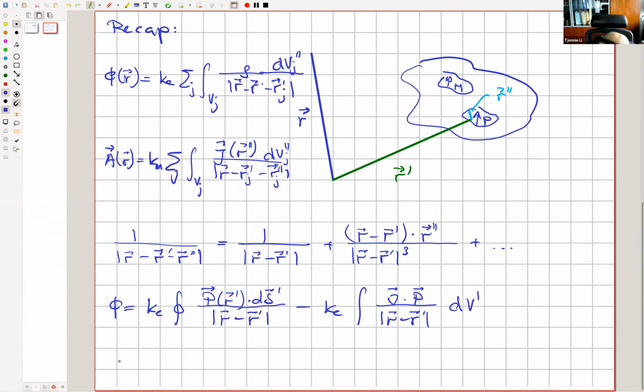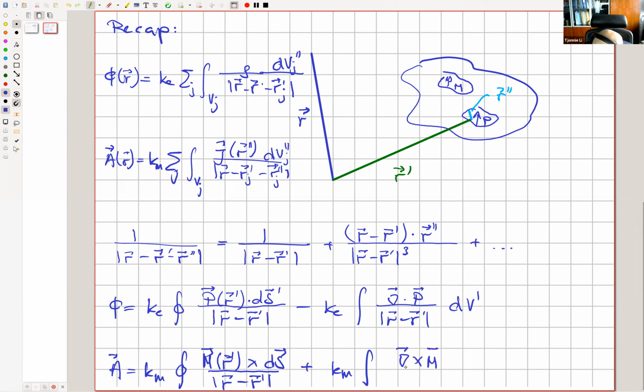Okay. Similarly, for the vector potential, I can write Km times the integral over the surface of M, where this is the magnetization density at r prime, crossed with dS, divided by r minus r prime, plus Km times the integral, and now I've got the curl of M at r prime, divided by r minus r prime, dV prime.